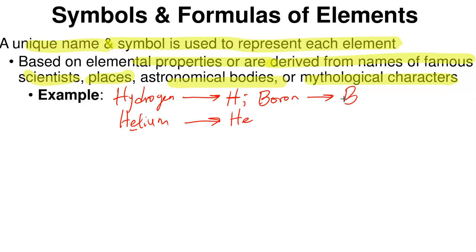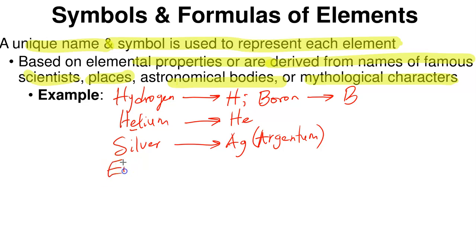Other symbols are derived from Latin names. An example is silver. Silver is represented by Ag. Where did that come from? Ag came from argentum, which is a Latin word. That's why we say argentum. Now some other ones are derived from the names of popular scientists. Example, what about this element, einsteinium?